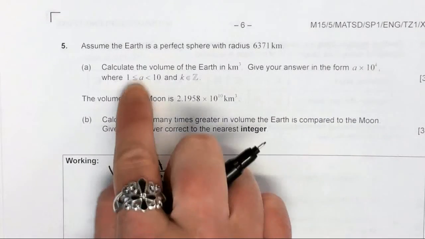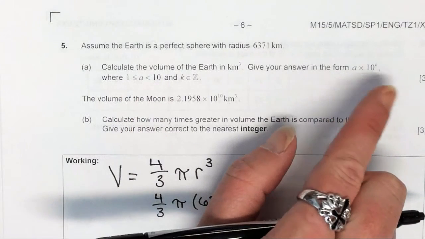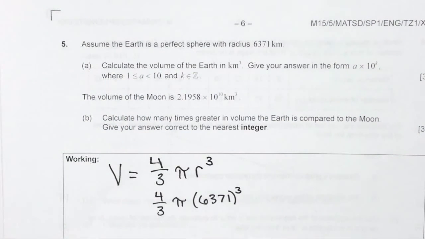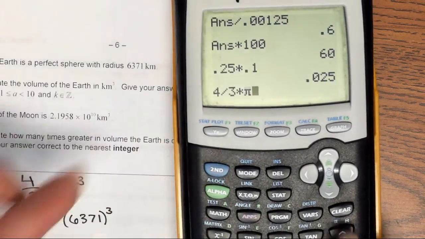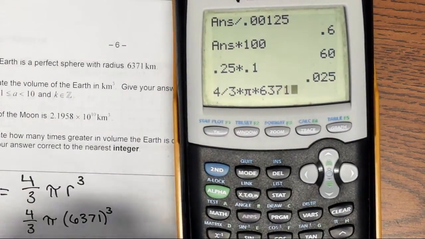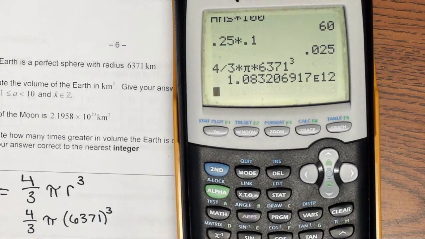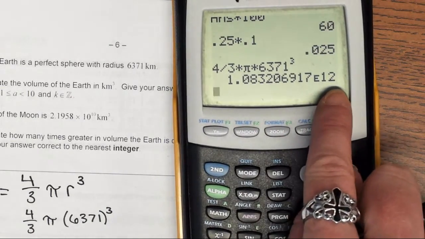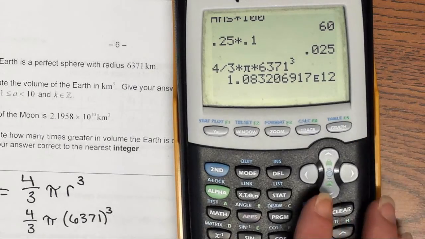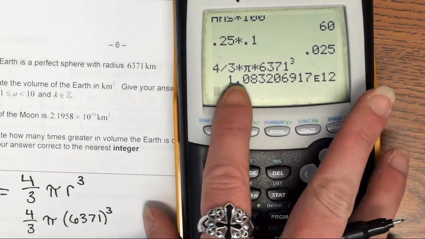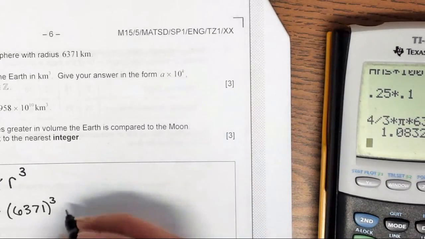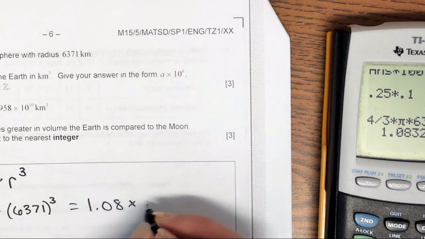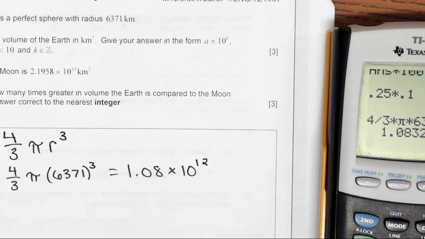And they want it in this weird form, something times 10 to the something. Oh, isn't that scientific notation? So 4/3 times pi times 6371 to the 3rd power. Oh, look at that, isn't that nice? What's that E12 mean? So you could write the whole thing, or just go 1.08 times 10 to the 12. Do not write the E, they don't want to see that.